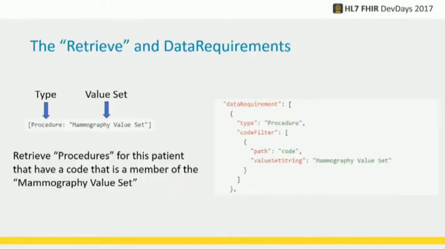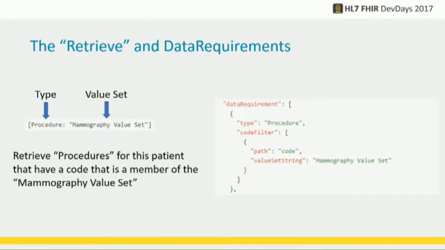So we're going to dig in a little bit further into this, into the actual query there. So this procedure in the mammography value set, that's a data retrieve within CQL. So anytime you see those brackets, that's a retrieve, and it's composed of a type and a value set. So the type tells you what kind of resource you want to pull back, and the value set tells you what codes you're interested in that set. All data access in CQL is organized into these layers because it gives a clean separation between the logic of the measure and the data that's required in order to run it.